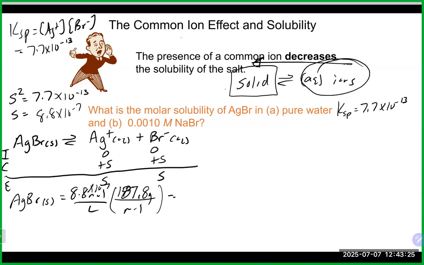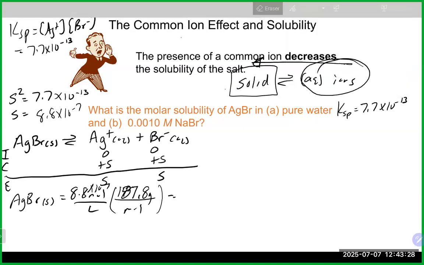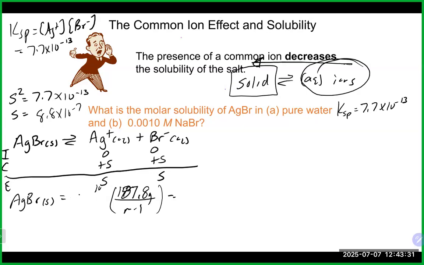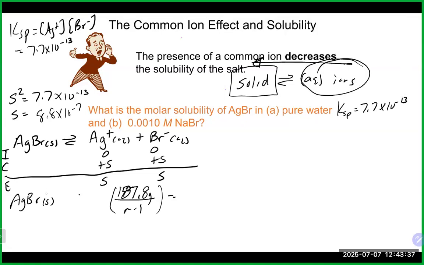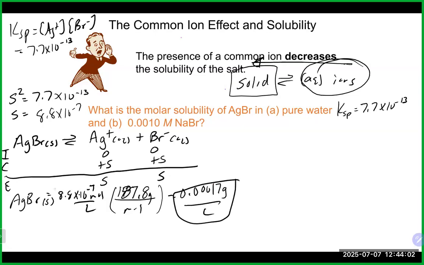Put the whole number in there. Left out half the number. That's not good. I'll try that again. All right, so it's going to equal 8.8 times 10 to the minus 7 moles per liter. There we go. All right, so I'll take that times 187.8. So once again here in water, basically the solubility here of silver bromide is 0.00017 grams per liter or 8.8 times 10 to the minus 7 moles per liter.